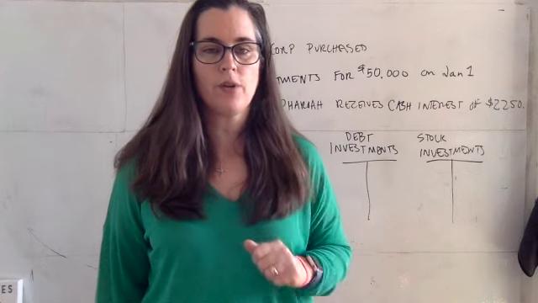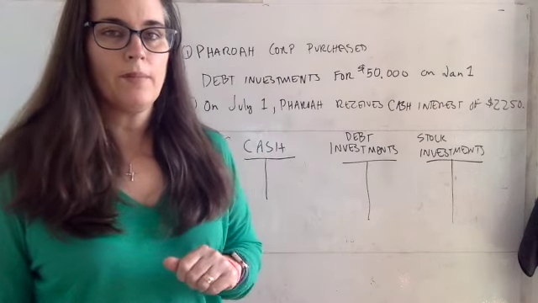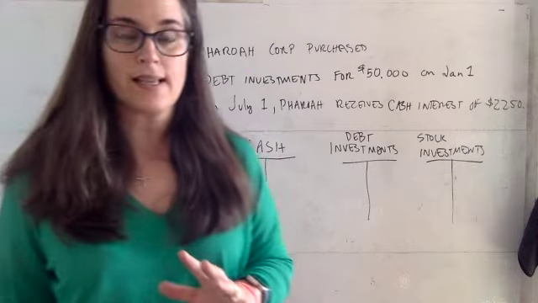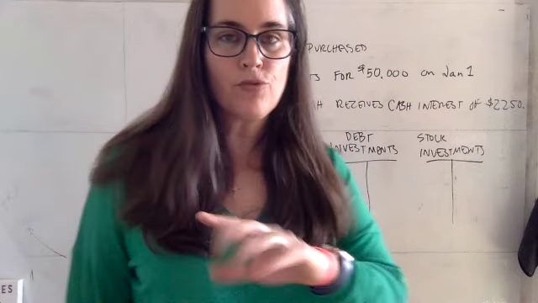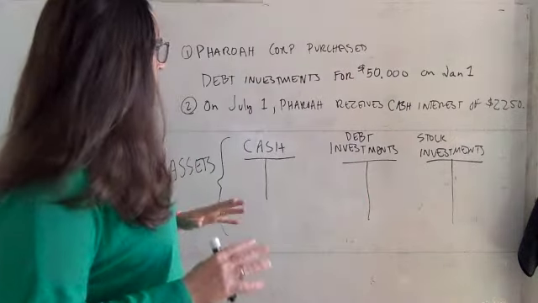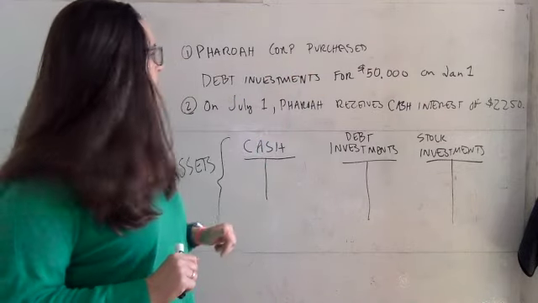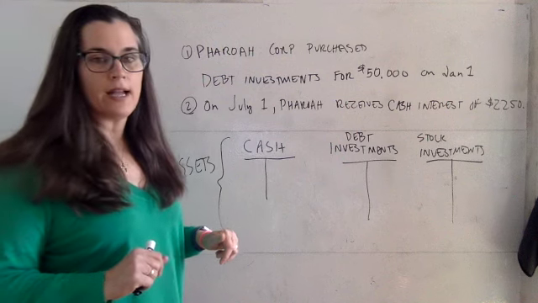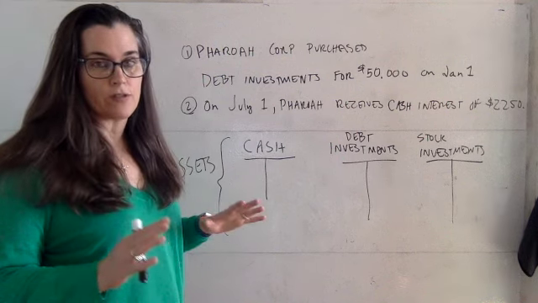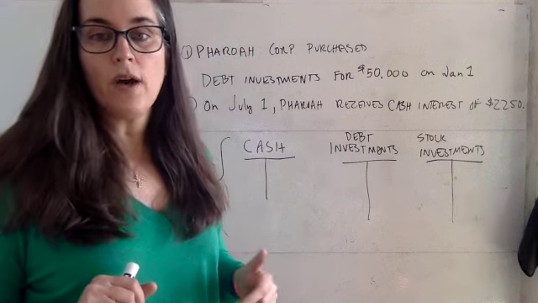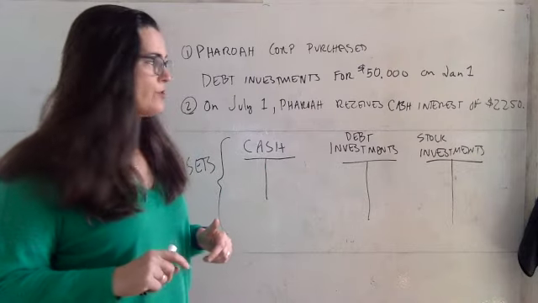So the first thing I want to note is that this problem deals with assets, okay? Let's read it and we'll unpack what that means in terms of assets. Faro Corporation purchased debt investments for $50,000 on January 1. Okay, so that's the first fact. On July 1, Faro received cash interest of $2,250.